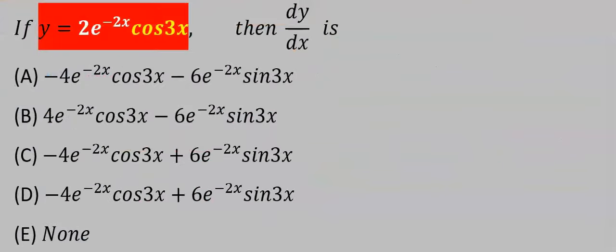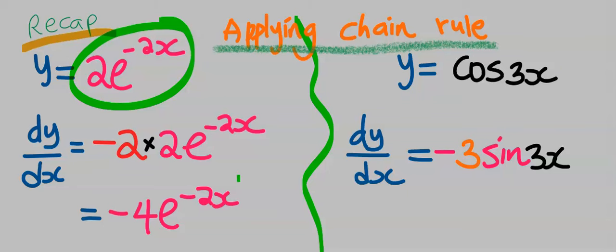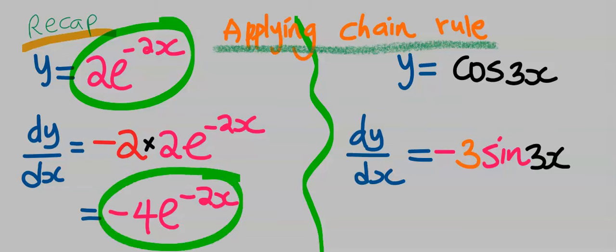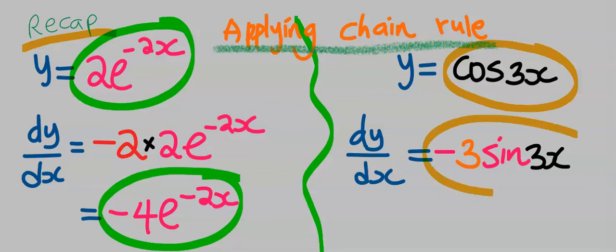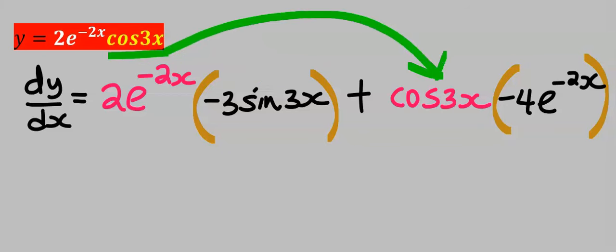To solve this problem, when I differentiate this, I'm going to have this. Likewise, when I differentiate this, I'm going to have this. I'm going to keep this constant. When I differentiate this, I'm going to have this. Next, I'm going to keep this constant. When I differentiate this, I'm going to have this.